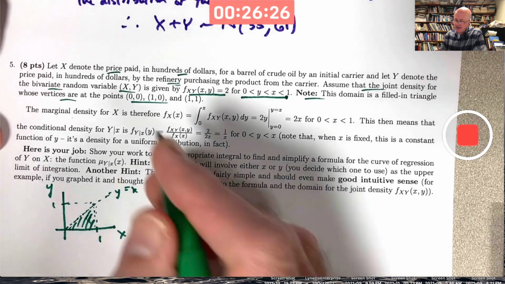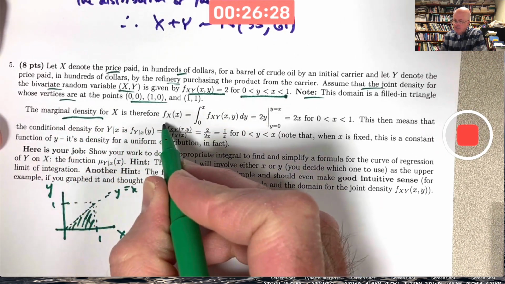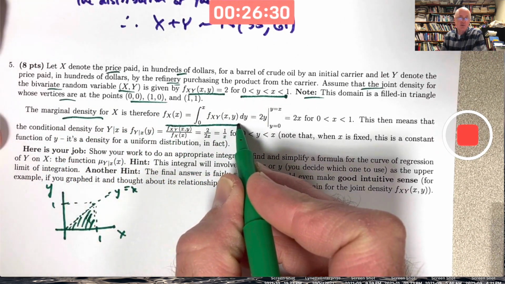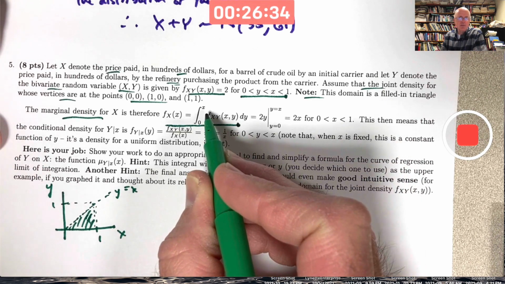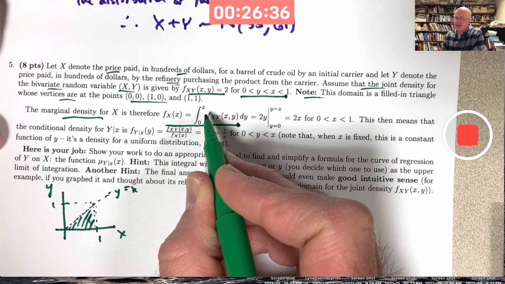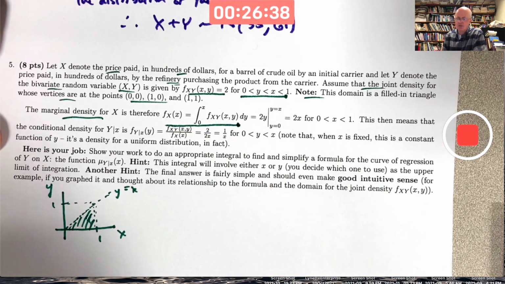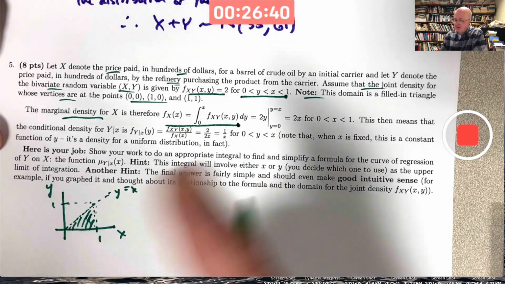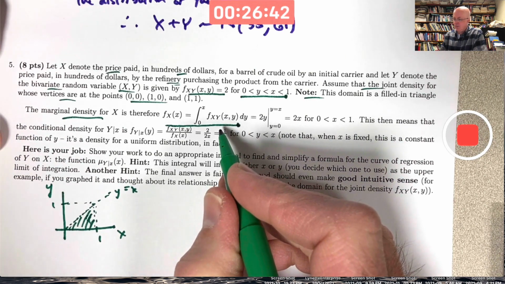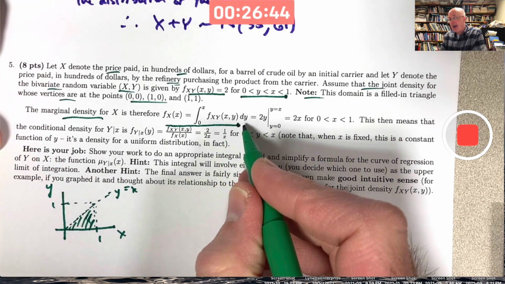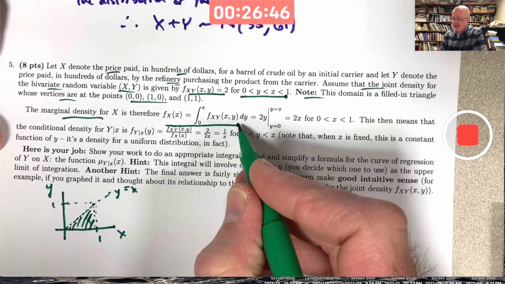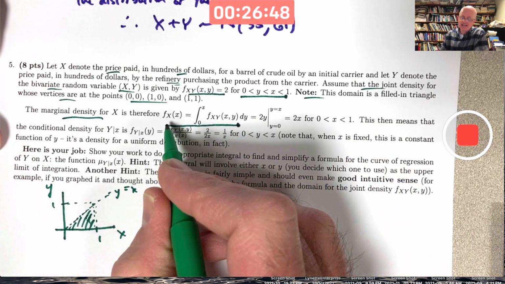The marginal density for x is therefore this. Now that's the general formula for the marginal density. And notice the upper limit of integration is not a constant, it's x. Remember that in general, you need to integrate the joint density with respect to y to integrate out the y to get the marginal density for x.